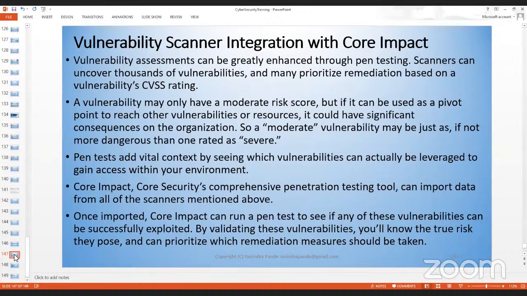That's why certain organizations have a mechanism, depending upon policies and procedures, so that an ethical hacker is notified of a particular vulnerability to be assessed at a particular time, day or night. Core Impact, the Core Security comprehensive penetration testing tool, can import data from all the scanners mentioned above. So now we have a library of tools above and beyond the vulnerability scanning tools, called the Core Security comprehensive tool.